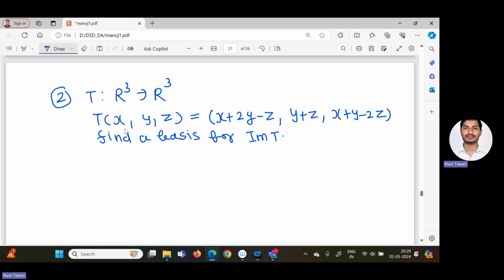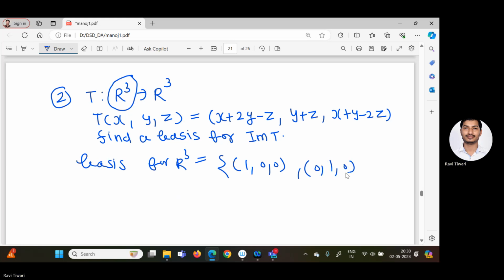How will you calculate the image of a linear transformation? If some inputs are given to you, then you can calculate it. Here T is a linear transformation from R cube to R cube, and we know the standard basis of R cube is (1, 0, 0), (0, 1, 0), and the third is (0, 0, 1). So these three are the standard basis of R cube.